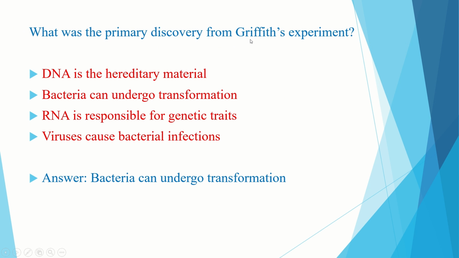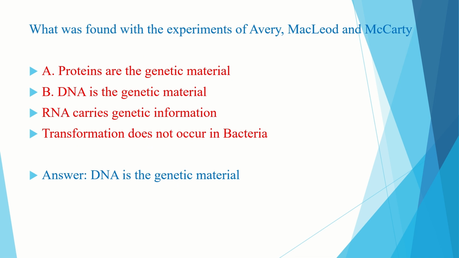What was the primary discovery from Griffith's experiment? DNA is the hereditary material. Bacteria can undergo transformation. RNA is responsible for genetic traits. Viruses cause bacterial infections. Answer is bacteria can undergo transformation. What was found with the experiments of Avery, MacLeod, and McCarty? Proteins are the genetic material. DNA is the genetic material. RNA carries genetic information. Transformation does not occur in bacteria. The answer is DNA is the genetic material.